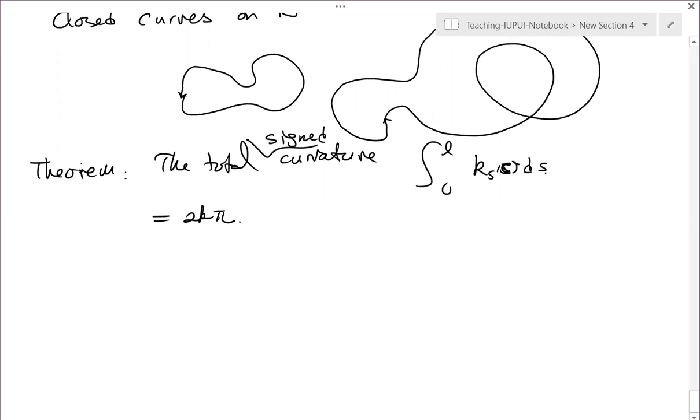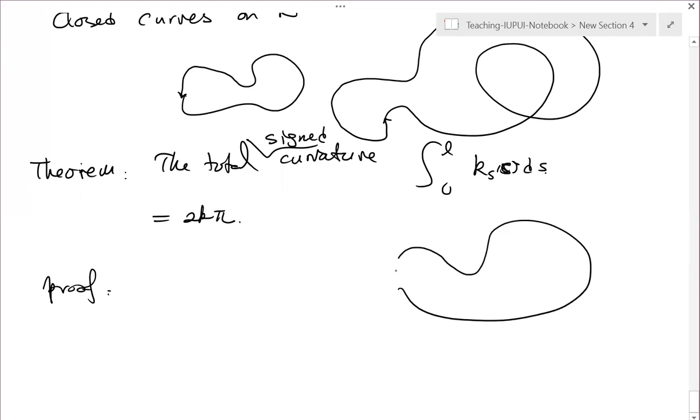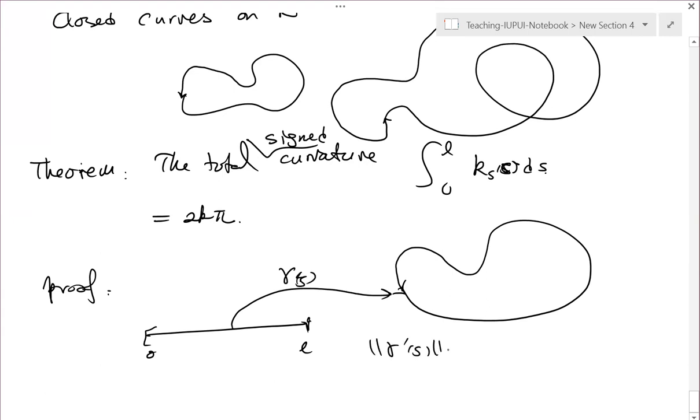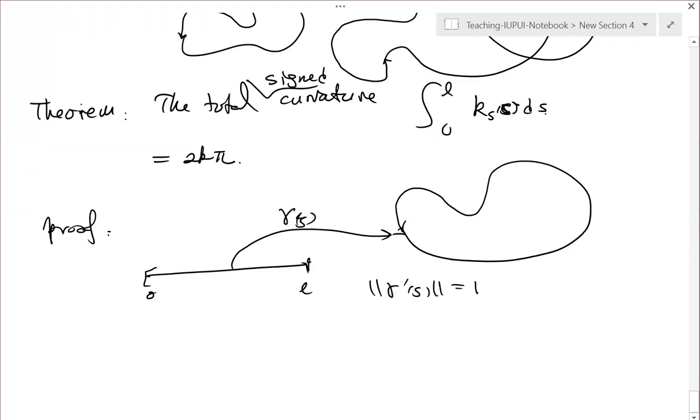Now why is this true? I'll give a proof. So this is a closed curve, from 0 to L, where L is the length of the closed curve. Gamma of s, and gamma prime of s has length 1.